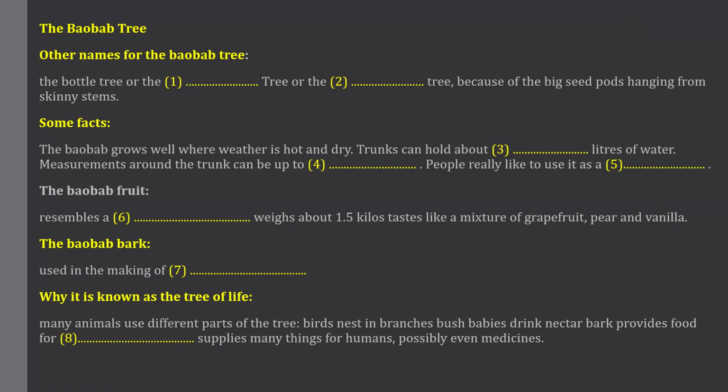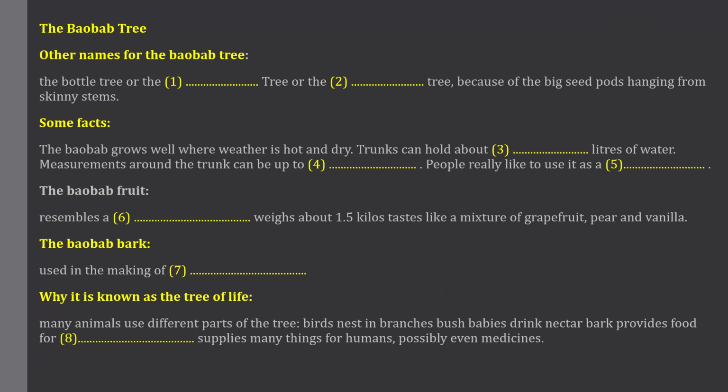Nowadays, however, a baobab is often used as a bus shelter, which people appreciate because it provides shade when it's sunny and protection when it rains. The baobab is a very useful tree in many ways. Its fruit, for example, is remarkable. It's about the size and shape of a coconut and weighs around 1.5 kilograms.